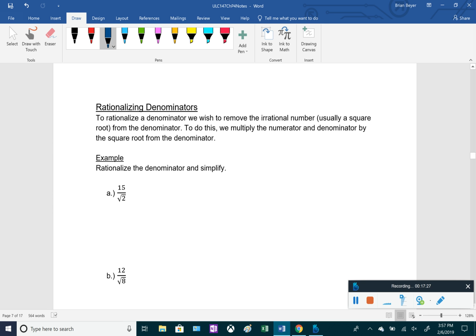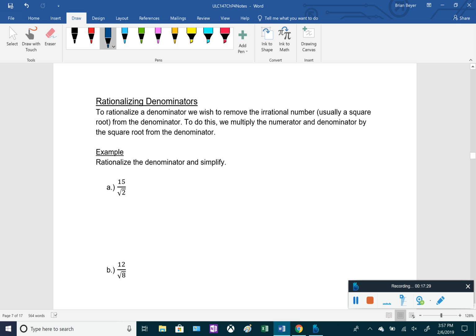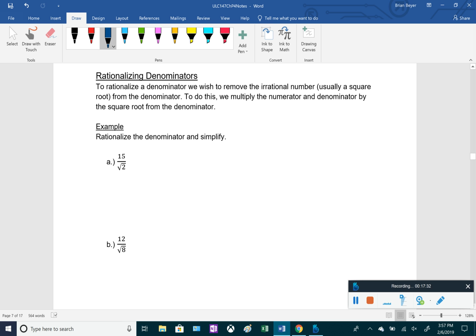Okay, so for the next thing, we're going to have some square roots in the denominator, and we're going to be wanting to rationalize this. So to rationalize a denominator, we're trying to remove the irrational number, which is usually going to be a square root, and in this case it's going to be a square root. We're going to remove the irrational number from the denominator, and to do this, we have to multiply the numerator and denominator by that square root in the denominator. So we'll see what happens and why this works in a second.